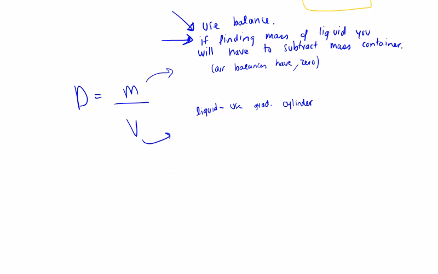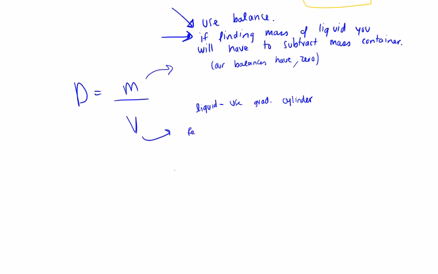Now, finding the volume of a solid is going to be a little bit different depending on what type of solid you have. If you have a regular shaped object, like a cube, you can use volume equals length times width times height. Okay, you can use the formula for a cylinder or any of those, but the one that I think you'll most commonly come across is volume equals length times width times height.